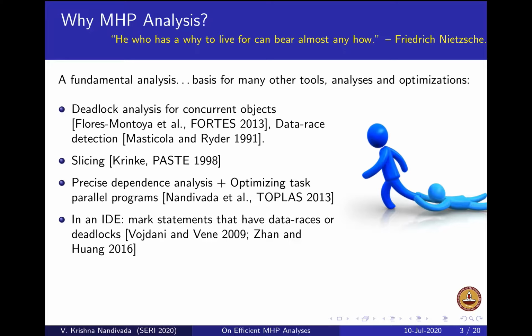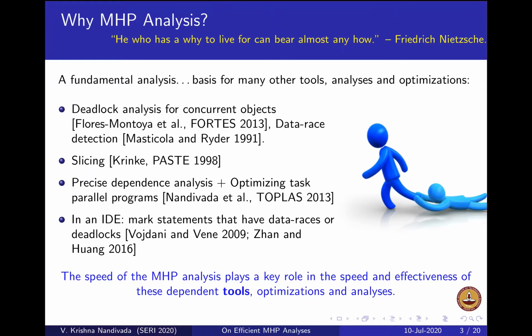You may ask, why would you need such an analysis? It's a fundamental analysis and basis for many other tools and analyses. For example, for deadlock analysis, you need to understand which parts are running in parallel for whom you are constructing the deadlock analysis. Similarly, data race detection. Prior work has shown the use of MHP analysis for slicing, dependence analysis, optimizing, even in IDEs to mark statements that may have data races and deadlocks. Hence, the speed of MHP analysis plays a key role in the speed and effectiveness of these tools. So we want it to be as fast as possible.